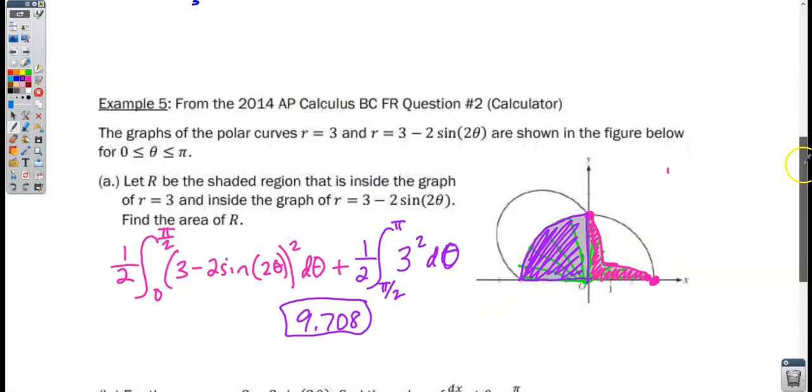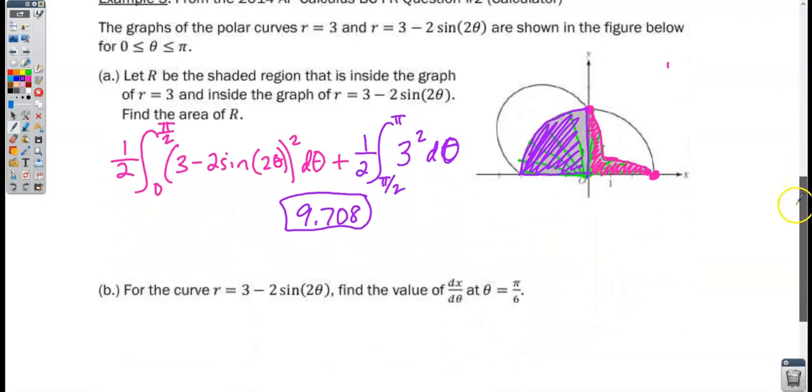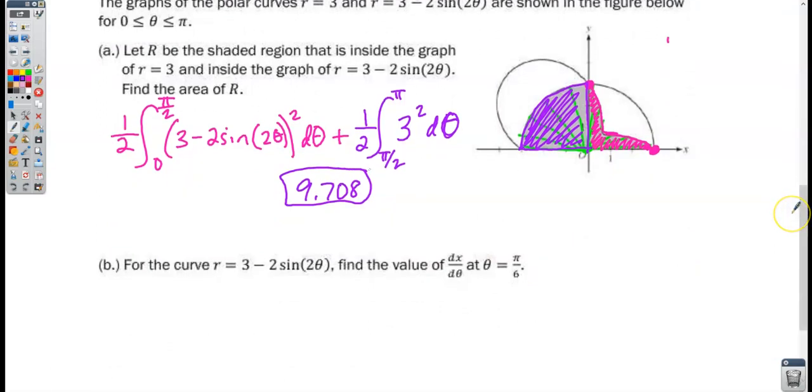All right. And why not? Let's do part B of this question as well. For the curve r equals 3 minus 2 sine of 2 theta, find the value of dx d theta at theta equals pi over 6. Okay, so dx d theta, let's see.